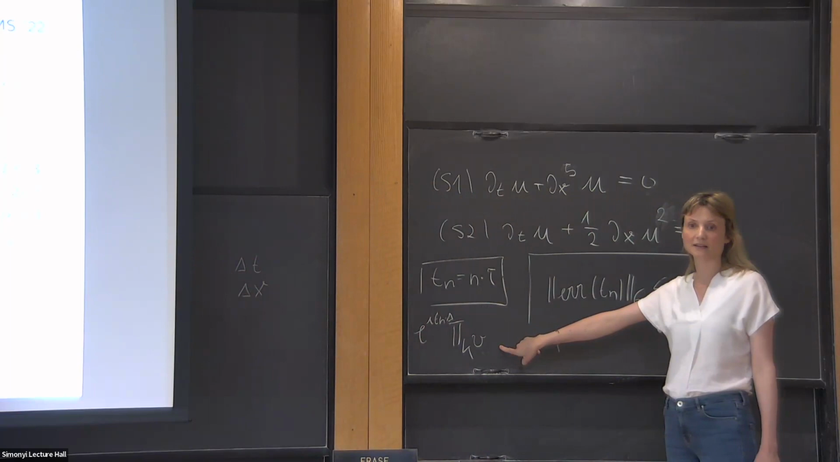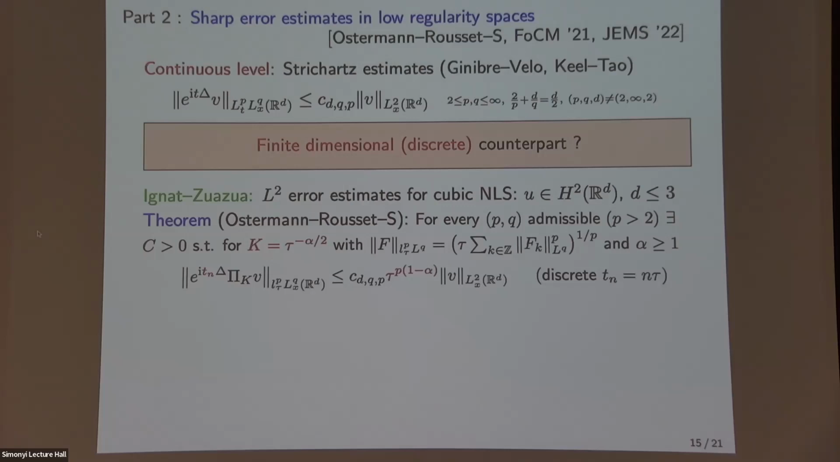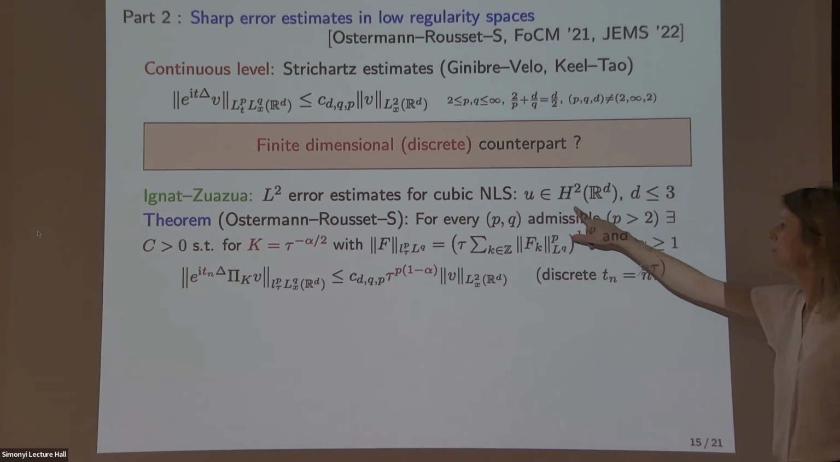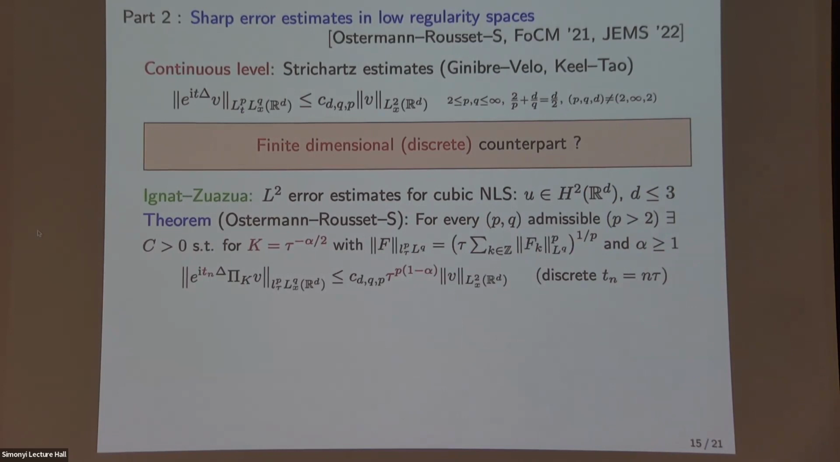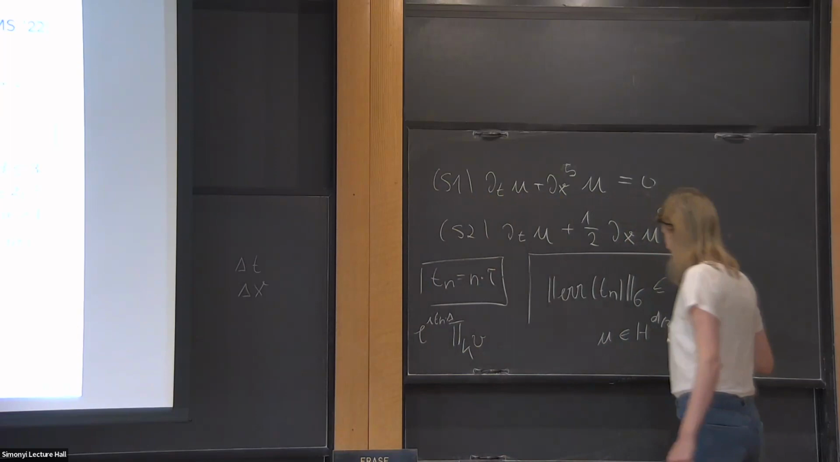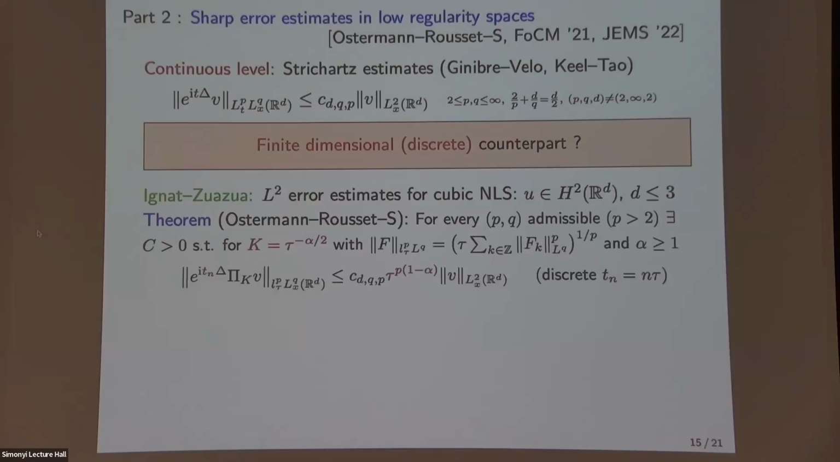And so Ignat and Zuazua used these Strichartz type estimates to show L2 error estimates for splitting methods for the cubic NLS equation. But what they required are still H2 solutions, and in dimensions smaller or equal to 3. So again, we are a little bit in the smooth setting. But then, of course, the question is, what happens if I'm really in a setting where I have solutions in H sigma? Okay, so I'm below the classical bilinear estimates.